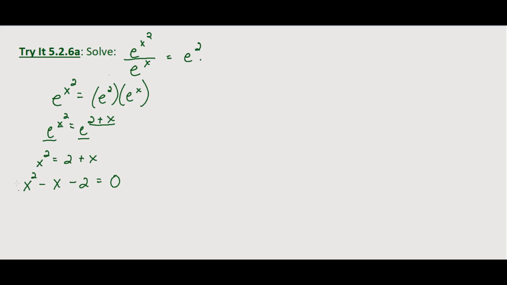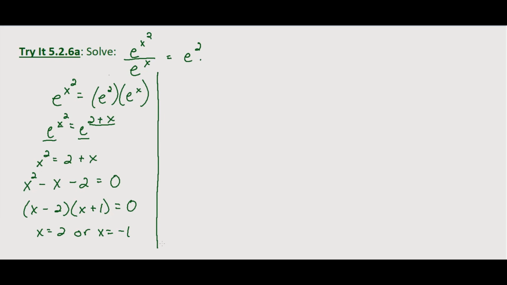To factor, since the leading coefficient is 1, remember we want what numbers multiply to negative 2 and add to negative 1? Well, how about negative 2 and 1? x plus negative 2, or x minus 2, times x plus 1 equals 0. FOIL to make sure that we factored correctly. So x times x is x squared. x times 1 is x, minus 2 times x. So x minus 2x is negative x. And then negative 2 times 1 is negative 2. So it does multiply back to our original quadratic. So this means x equals 2 or x equals negative 1.